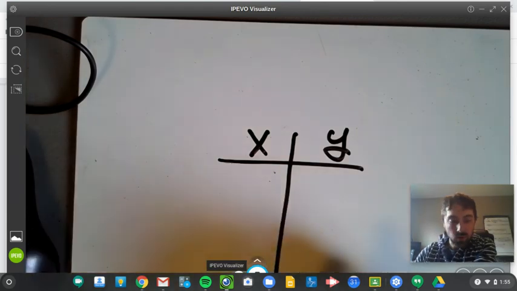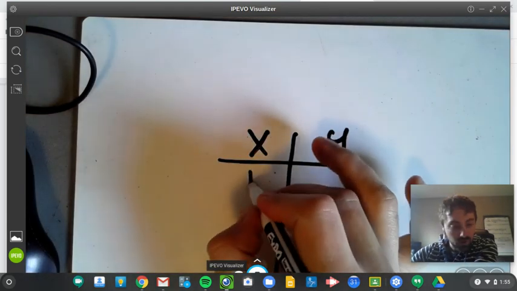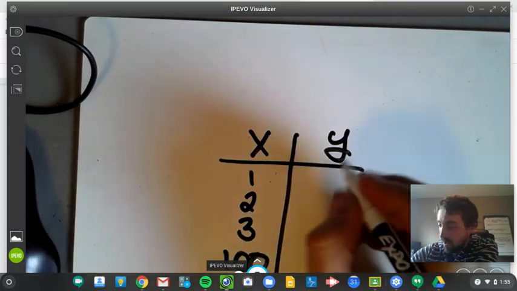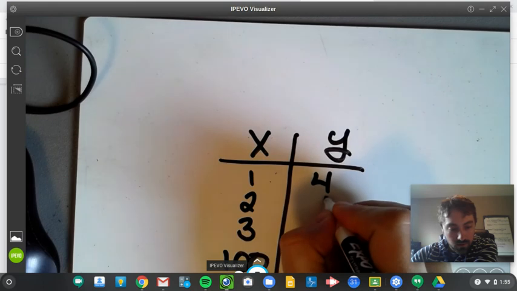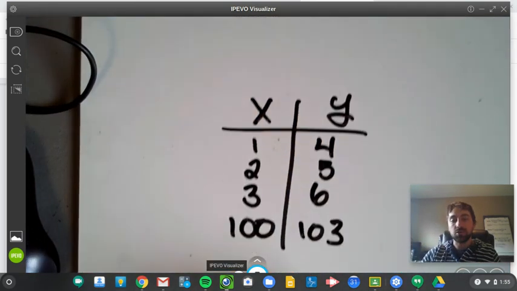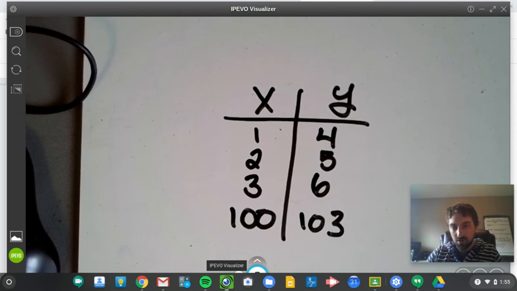For the first one, we're given the input of 1, 2, 3, and 100. And our output is 4, 5, 6, and 103. So again, you always want to try just doing addition or subtraction first. If the number is getting bigger, you're obviously going to do addition. If the number is getting smaller, you're obviously going to do subtraction.